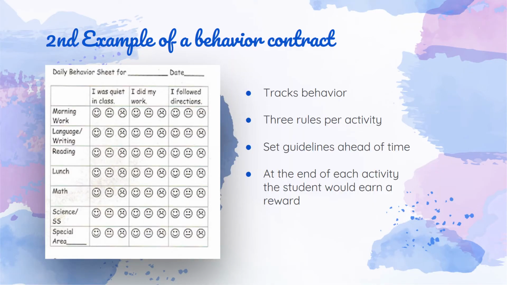This behavior contract establishes 3 rules for the student to follow and tracks them throughout the day. It uses smiley faces to represent 3 levels of compliance to the rules. At the end of each activity, you will review the student's behavior, score the activity, and if the goal was met, give reward time.